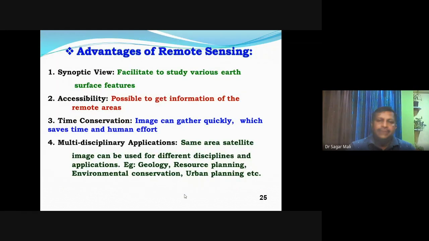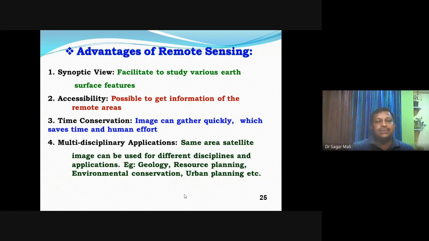Now we'll see what the advantages of this remote sensing are. The important advantage first is the synoptic view. It gives a bird's eye view. By looking at these aerial photographs, we feel that we are somewhere in space and observing. It's called a bird's eye view. So no doubt, it's a real-time image and it gives the precise synoptic view.